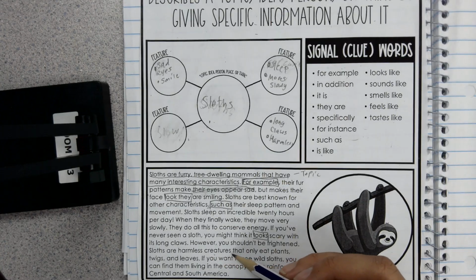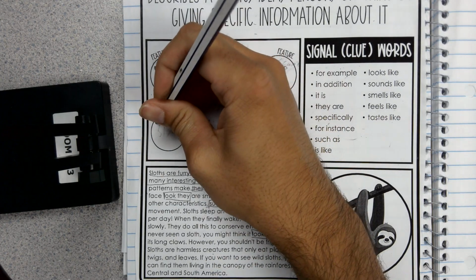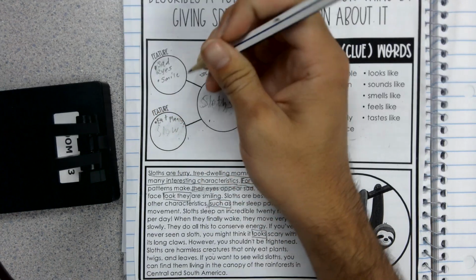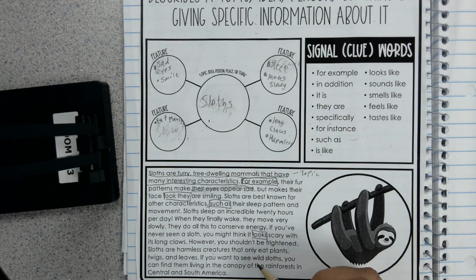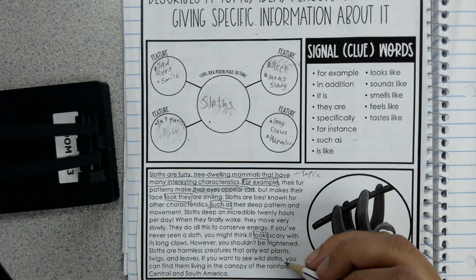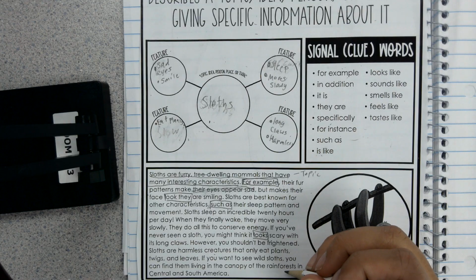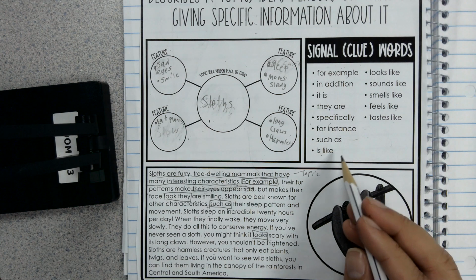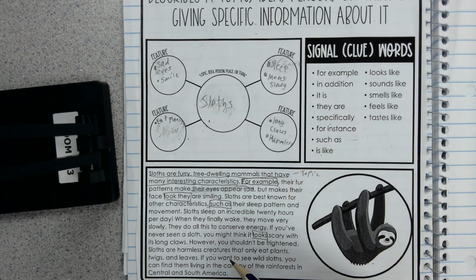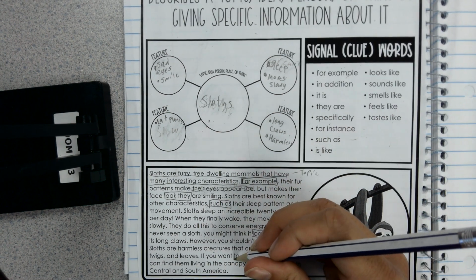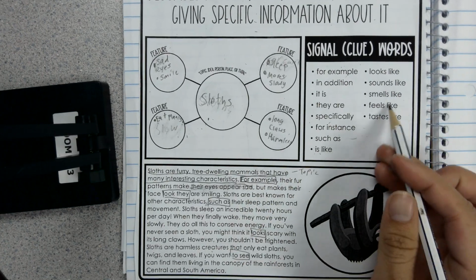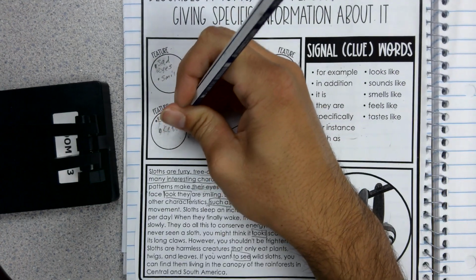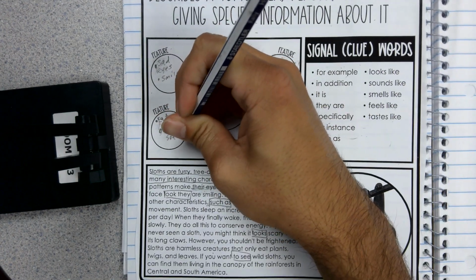It also talks about how, because they're not going to attack us for food because they don't eat animals, it also talked a little bit about their diets. They eat plants, twigs, and leaves. So I'll just put they eat plants, and it says that we can find them living in the canopies of the rainforest in Central. So it gives us a little information about where they are, right? So even though it doesn't say they are specifically, it talks about where we can see them. So it gives us an idea of where to see it in Central and South America.